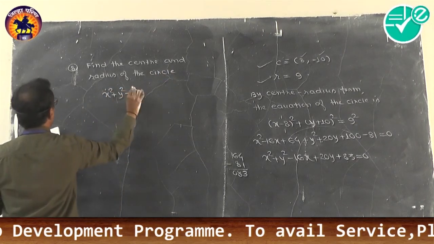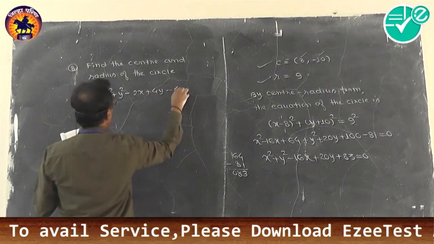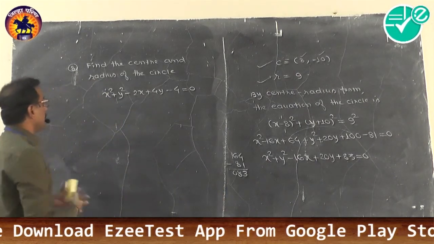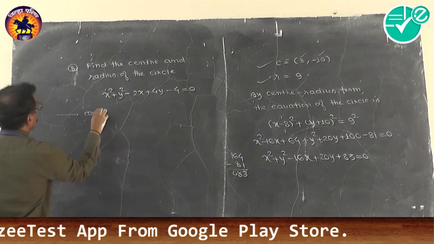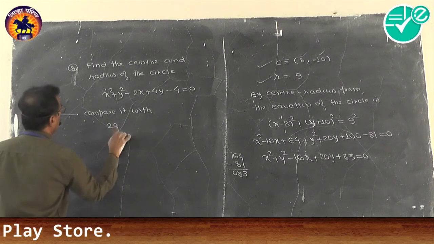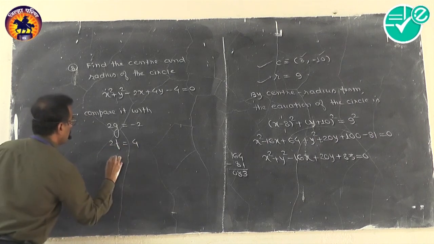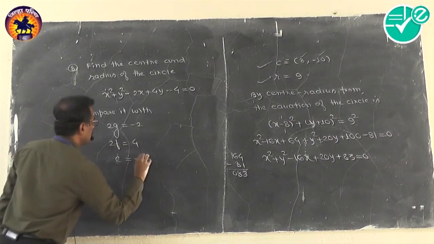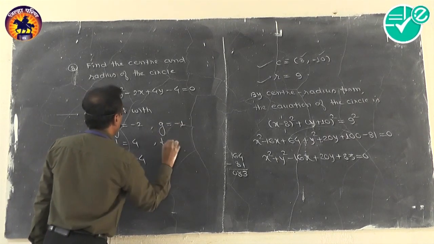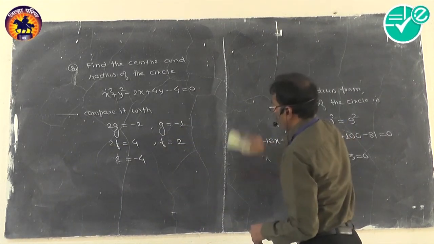x square plus y square minus 2x plus 4y minus 4 is equal to 0. In order to find the center and radius, I think we compare it with the general form. If we compare this, what we are having is 2g equal to minus 2, 2f is equal to 4, and c is equal to minus 4. So we are having g equal to minus 1, f is equal to 2. Now find the center and radius directly.